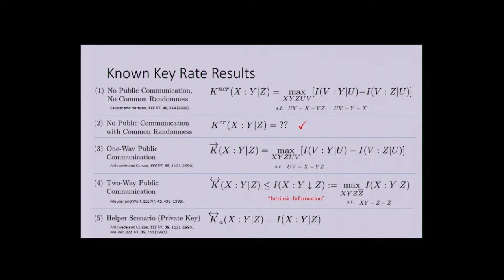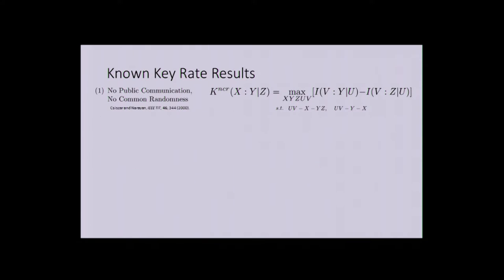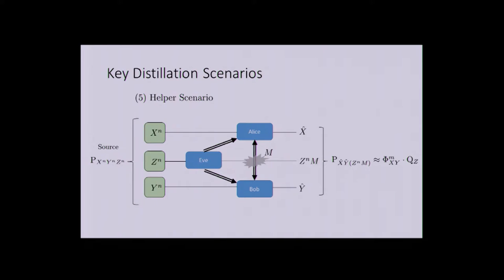Finally, in the helper scenario, the private key scenario, this is known exactly, and it is the conditional mutual information. So in particular, this gives an operational interpretation to the conditional mutual information. If you want to say, what does this really physically correspond to? One answer you can give is that it's like the helper scenario here. It's the key rate.